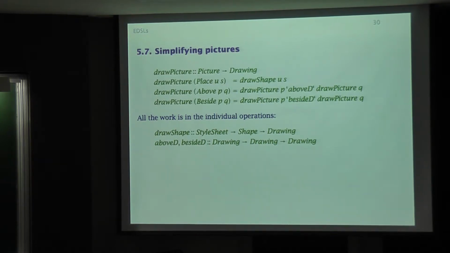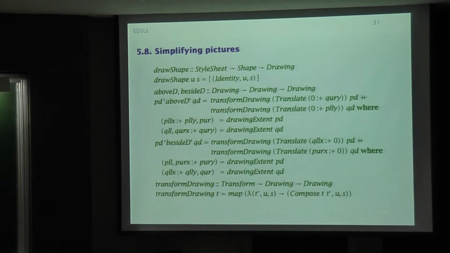So I have to define a function called draw shape that takes a style sheet and a shape and makes one of these drawings, and two binary functions, above D and beside D, that take two drawings and make a drawing. And it's not too difficult. It all fits on one slide. So this is basically a compiler on a single slide.